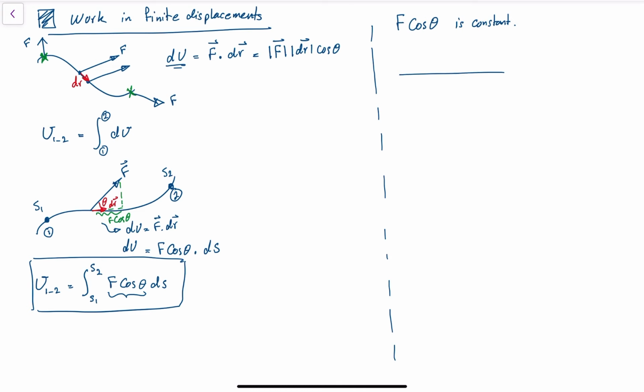A few examples: whenever you are pushing on a particle, if your force is constant and the angle remains always constant, that is one of the cases where this integral is easy to calculate from some s1 to s2. Or your path doesn't need to be straight, as long as the angle always remains the same. Again, this F times cosine of theta remains constant.